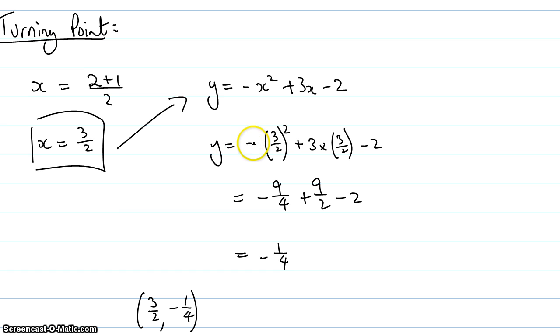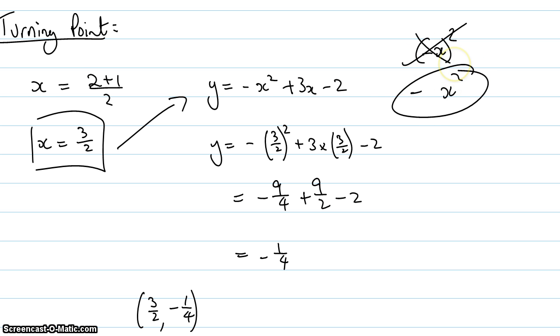So I substitute 3 on 2 in as x. Notice here the negative is still outside the bracket, because it's not negative x all squared, it's actually negative of x squared. So I've got this one here, not this one up here. So I end up getting negative 9 over 4, since 3 over 2 squared is 9 over 4, and then plus 9 over 2 minus 2, and I end up getting a quarter. So my turning point should be 3 over 2 and a quarter.